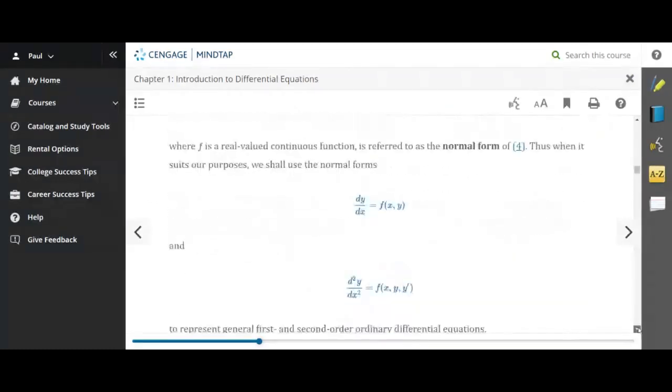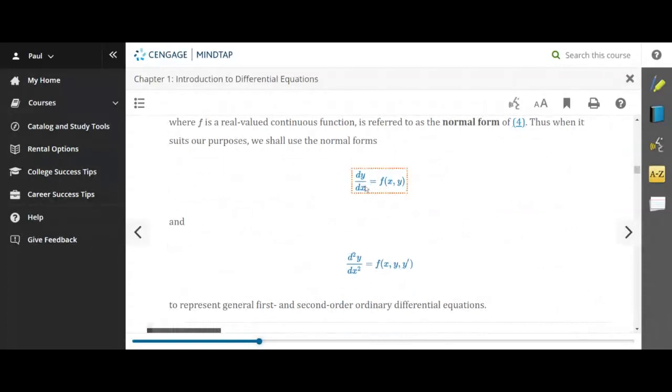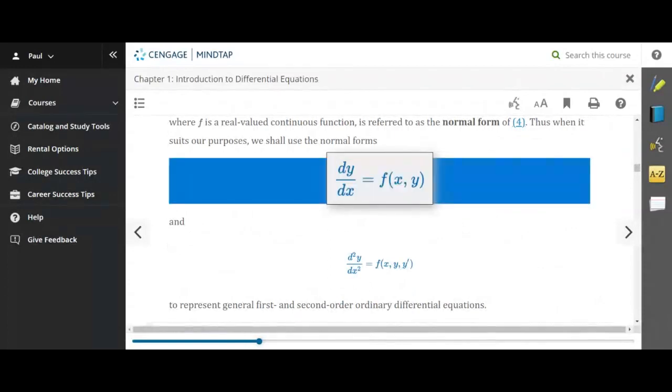Okay, so let me just keep going on down a little bit. So the normal form of a differential equation is dy/dx equals a function of x and y. Okay, that's the normal form of a differential equation. And a lot of times when they talk about differential equations, they'll use that format.